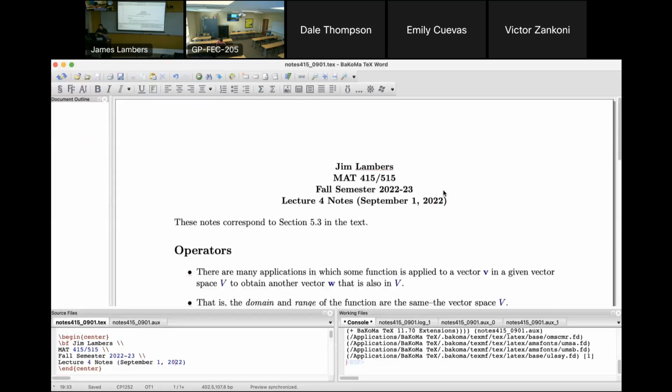Officially in Canvas it says the first assignment is due 11:59 p.m. tonight. But generally I don't actually look at the homework until that weekend. So that's my tradition. I ruin Saturday by grading homework. But at least there aren't very many of you, so that helps.